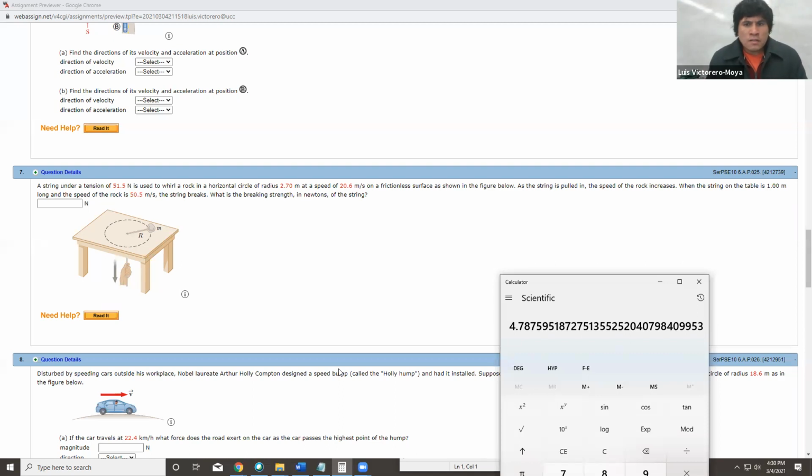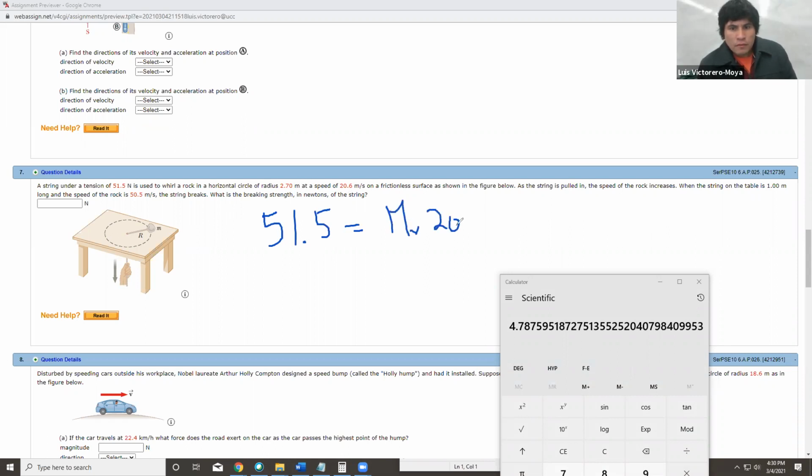51 is the mass. Okay, so they give you the first piece of information to find the mass. Yeah. And then you will use that mass with the speed to find the breaking strength. That's it. So 51 in my problem, right? The tension given will be the mass of the rock times the velocity squared divided by the radius, which is 2.7.